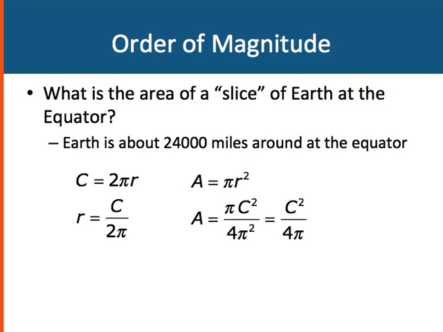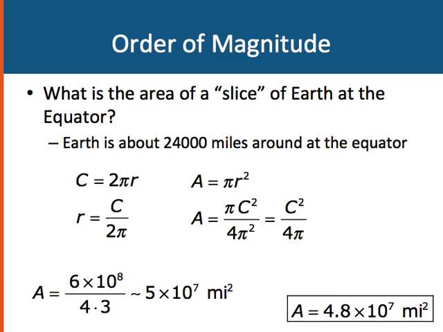All right, so what is c squared? Well, let's see. I need to square 24,000 miles. Well, 24 squared is 576. That's close to 600. So let's just call it 600, and then I have 2 sets of 3 zeros after that, so that would be 6 times 10 to the 8th on the top, and of course the bottom is 4 pi. Well, pi is approximately 3. So 6 divided by 3 is 2, 2 over 4 is a half, so I end up with the area is about 5 times 10 to the 7th square miles. The exact answer is 4.8 times 10 to the 7th square miles.